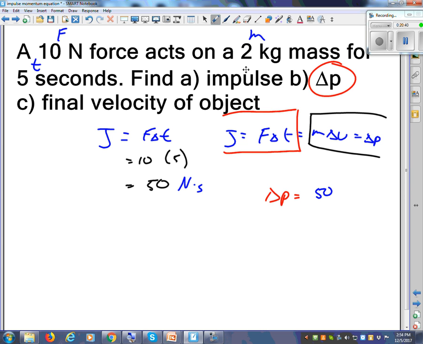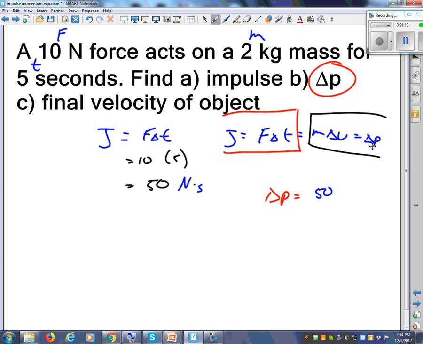Because the J is equal to the F delta t, which is equal to the M delta V, which is equal to delta P. J equals F times t, which equals M times V, which equals delta P. All four things are equal. The mass times the velocity is also going to be 50. So if you have the time and the force, you'll find the momentum.